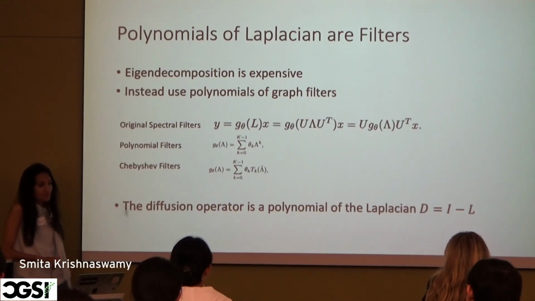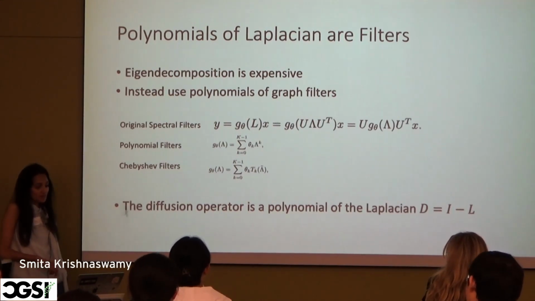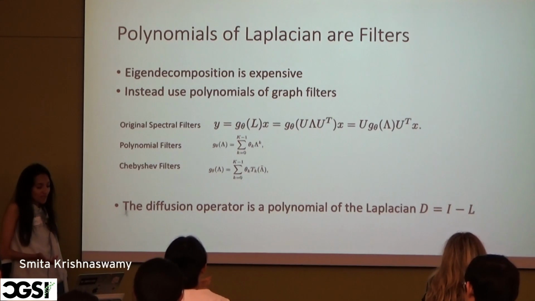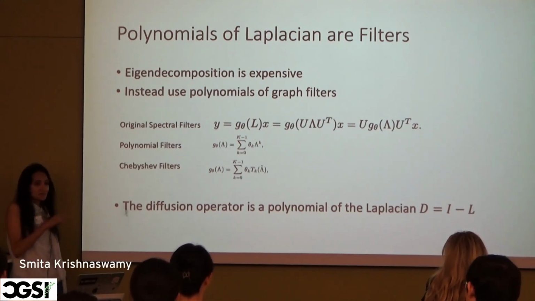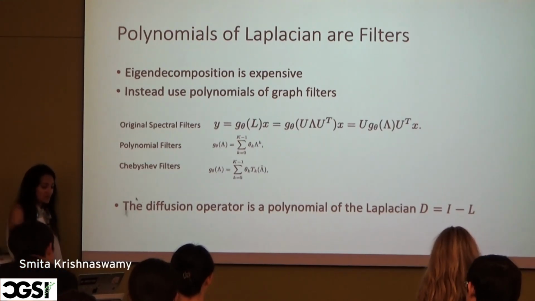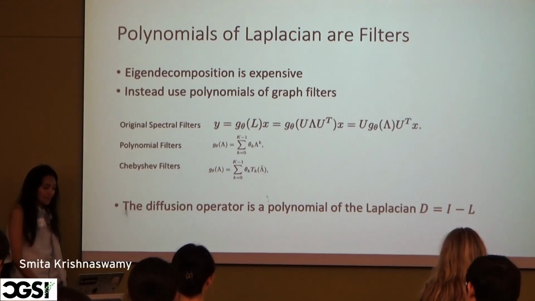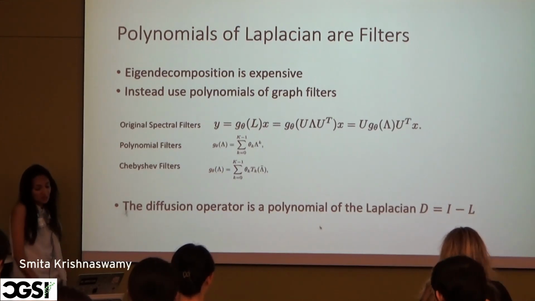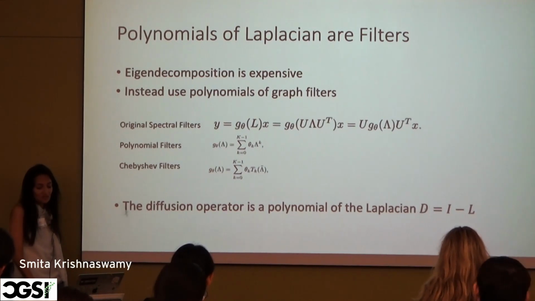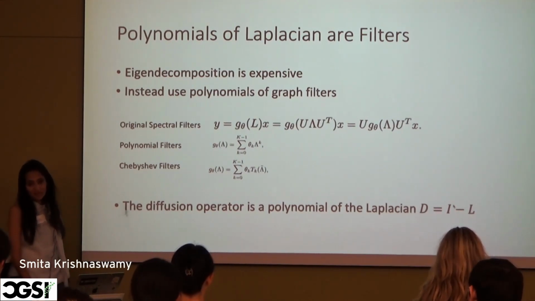Another issue is that sometimes the eigendecomposition is considered expensive. So you can also design filters as polynomials of your graph Laplacian. It turns out that you can use any polynomial of your graph Laplacian, so it's your graph Laplacian with a coefficient powered. Some specific ones that are used are polynomial filters and Chebyshev filters. Chebyshev filters have a recurrent type of designed polynomial. And it turns out that the diffusion operator is also a polynomial of the Laplacian, right? Sorry, this should be a P. It's just identity minus the Laplacian.